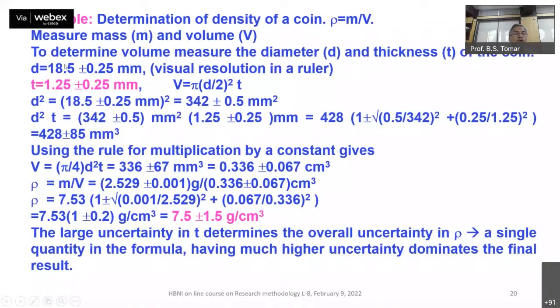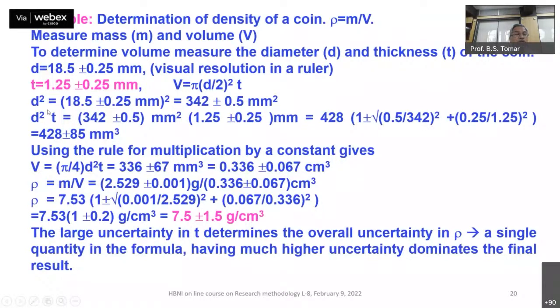Let us say diameter is 18.5 plus minus 0.25 millimeter. Visually, you can read this data. And you use the same ruler to determine the thickness, 1.25 millimeter plus minus 0.25. So your ruler has this uncertainty. So volume equals pi r squared h. You have determined the D and T, so you can determine D squared, and you can determine D squared into T. So when you propagate the errors, this is the D and this is the T, and you have to propagate the errors on D squared T. Same formula as shown in the previous slide.